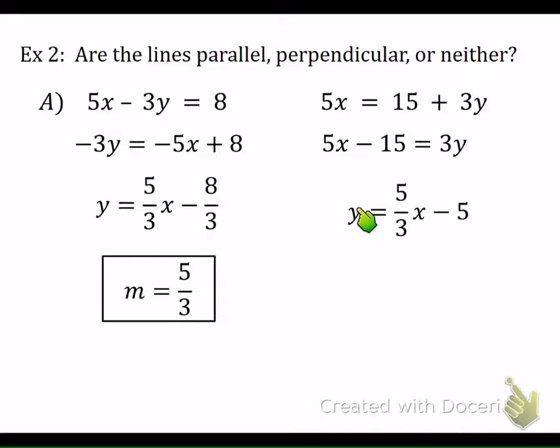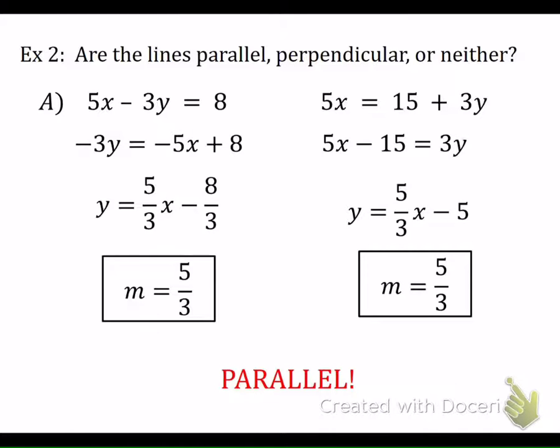So the y's on the right or the left side. 5x divided by 3 is 5/3 x. Minus 15 divided by 3 is minus 5. What's the slope of this line? 5/3. So these lines are? Parallel. Parallel, they're the same. Okay?